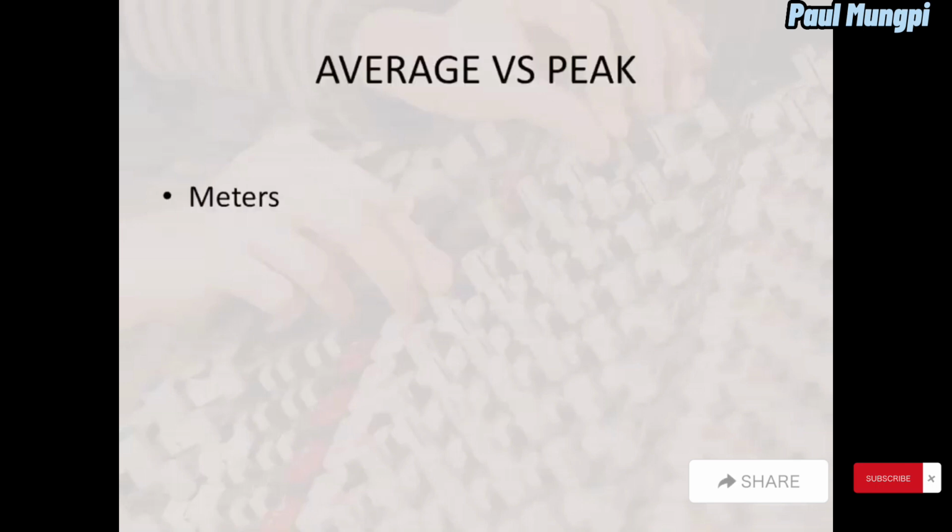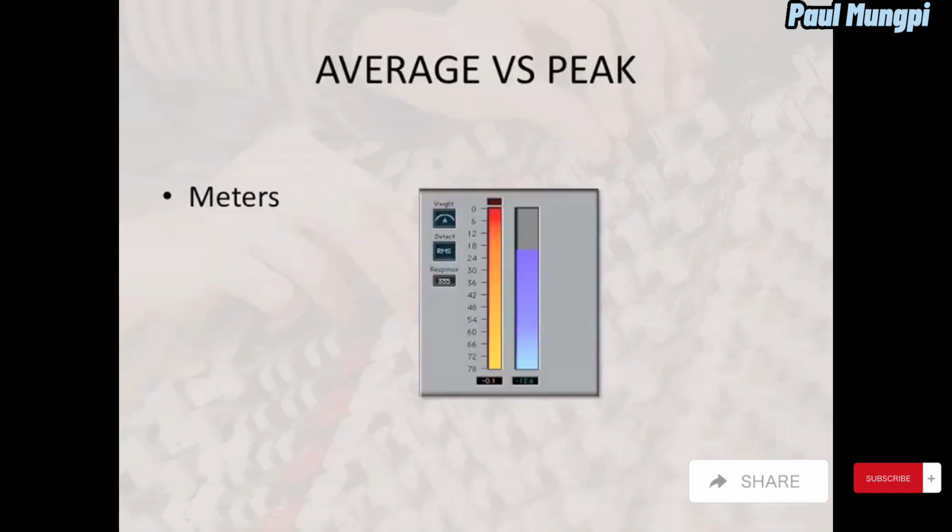Here's an example of both kinds of meters. On the left is a peak meter, the yellow and red meter there, and on the right is an average meter. You can see that the same signal hits negative 0.1 on the peak meter, while the average is at negative 12.6. This is because these two meters are looking at the same audio in a different way.